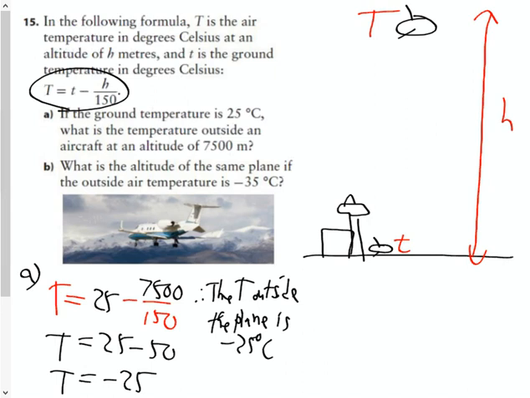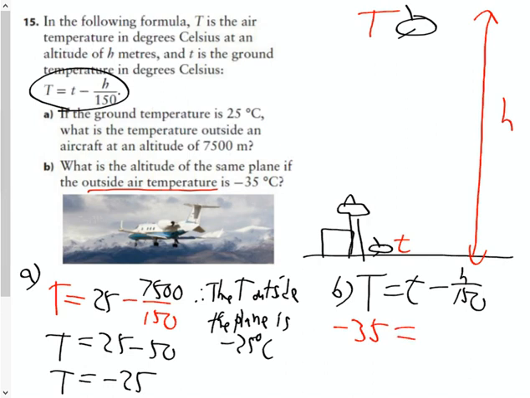And for B, the different question, it says, what's the altitude of the same plane if the outside air temperature is negative 35? So I'm going to write my formula down again. T equals small t minus h over 150. But this time, what am I looking for, the big T or the little t? If it's looking for the outside air temperature of the plane, we're looking for the big T. No, sorry. We already know that. We know that to be negative 35. So the outside temperature of the plane is negative 35 degrees Celsius. So that's our big T. That's the temperature out here.